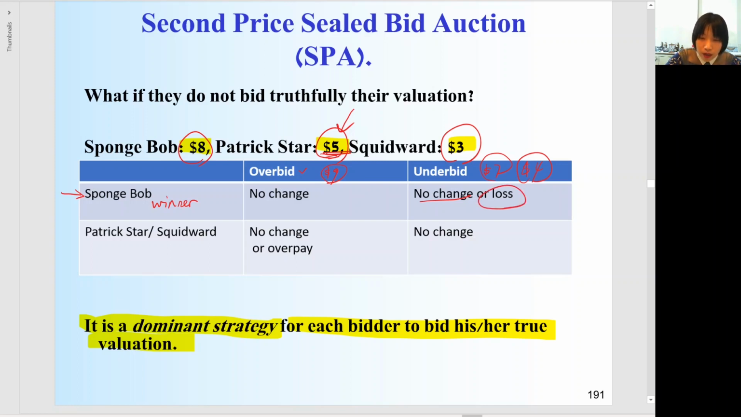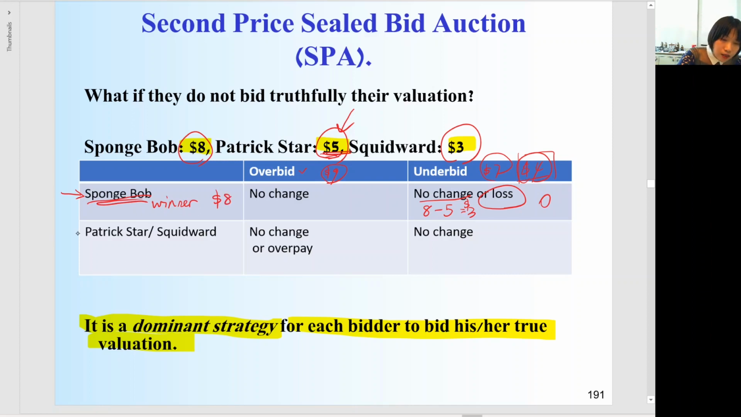Because before, he would pay only $5 for an item that is worth $8 to him. He ends up with $3 surplus. But now, if he underbids at $4 only, he ends up with $0 surplus. It's a loss for him. So for the winner, he has no incentive to lie. He should report truthfully $8, his valuation.